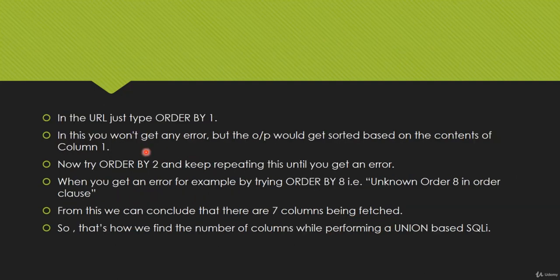In the URL, just type order by 1, and if you don't get any error, then we'll move to the second part, that is we'll try order by 2. And we'll keep on repeating the same thing until we get an error. When you get an error, for example, by trying order by 8, that is unknown column 8 in order clause, if you get such an error, then we can conclude from this that there are only 7 columns being fetched by our first query. After that we can apply our union command. Let's see an example on a testing environment.